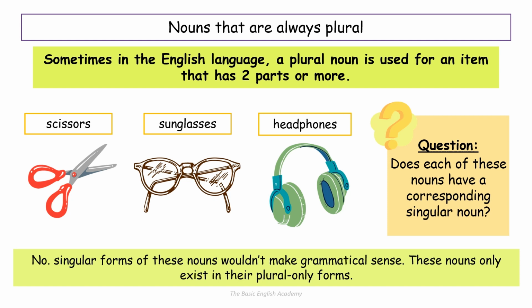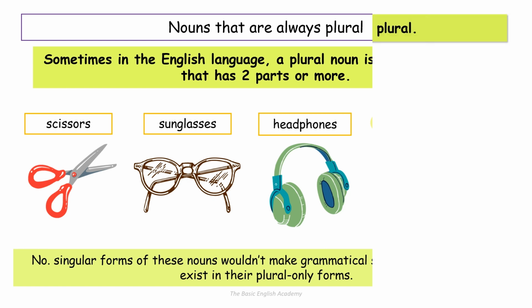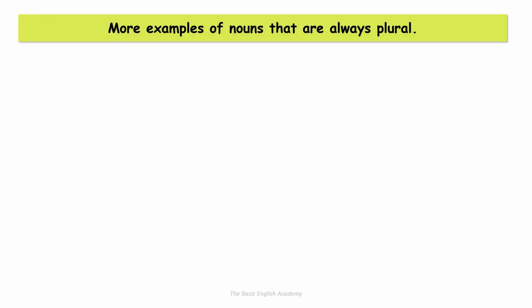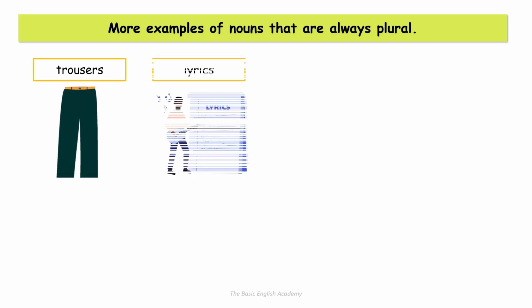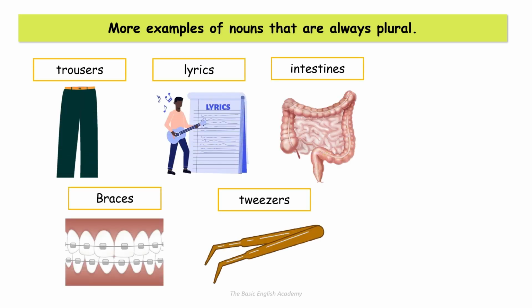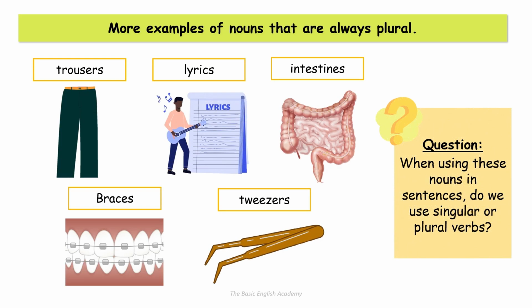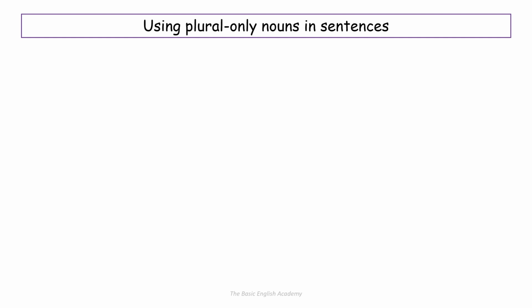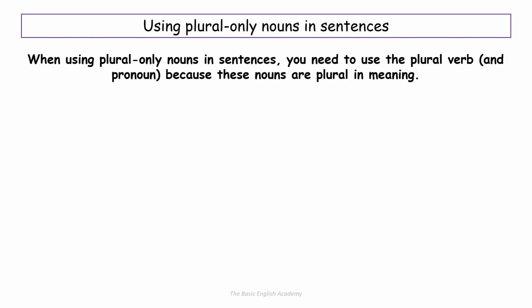These nouns only exist in their plural-only forms. Now let us look at more examples of nouns that are always plural. Another question arises. When using these nouns in sentences, do we use singular or plural verbs? To answer this question, when using plural-only nouns in sentences, you need to use the plural verb and pronoun because these nouns are plural in meaning.